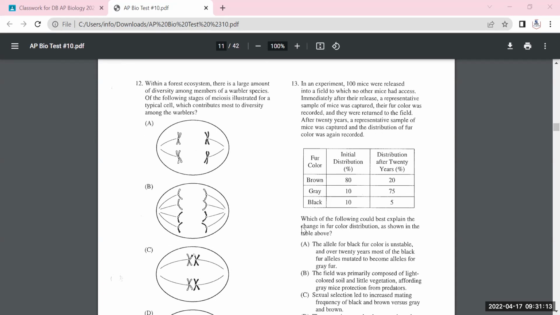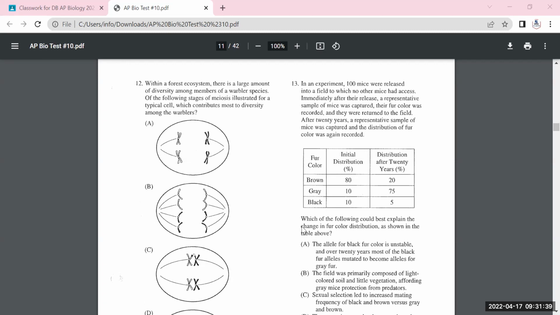Okay, 12. Within a forest ecosystem, there is a large amount of diversity among members of a warbler species. Of the following stages of meiosis illustrated for a typical cell, which contributes most to diversity among the warblers? Okay, so meiosis, right? What are the sources of genetic variation that you get during meiosis?